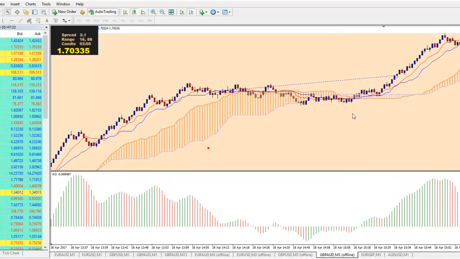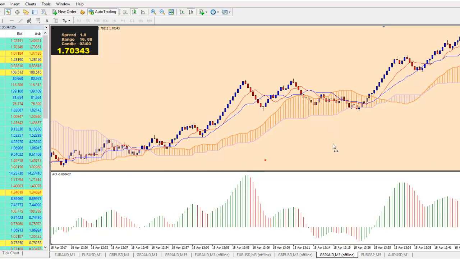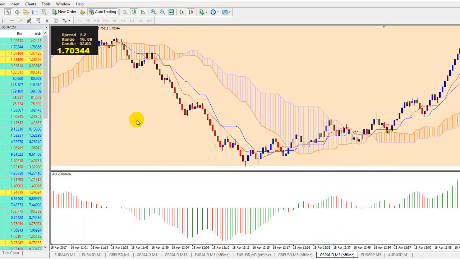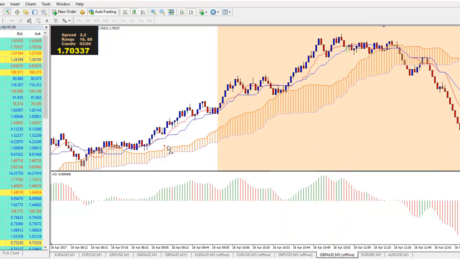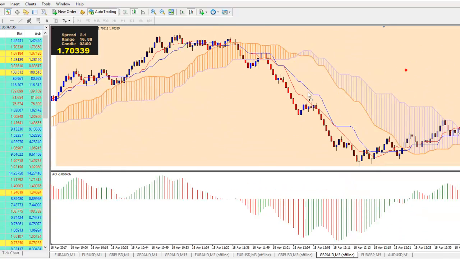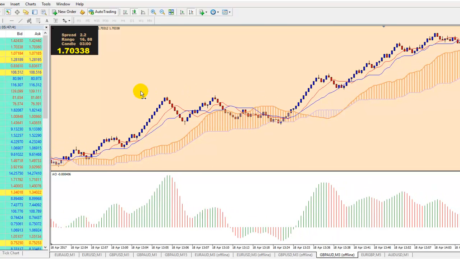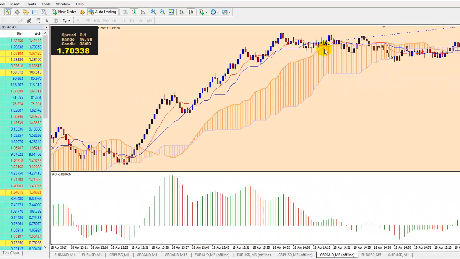So just to recap, scroll back here. You're looking for a touch of the Senkou span and then for it to close above the blue line. So here, touched it, closed above, would have gone higher. And then once the uptrend started to re-establish itself, that's where I took my trade here.